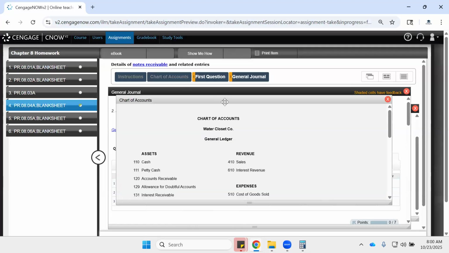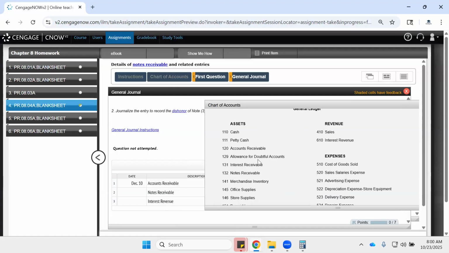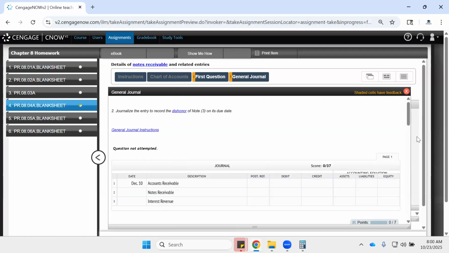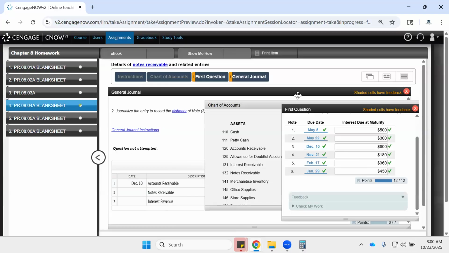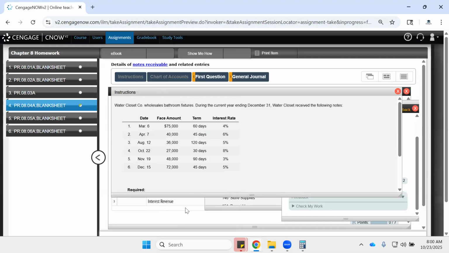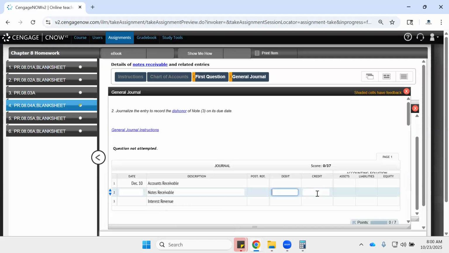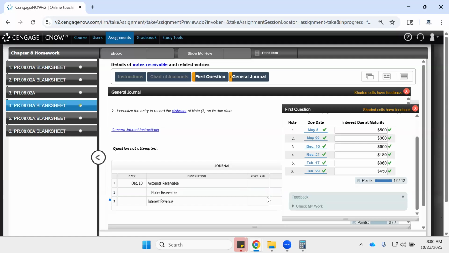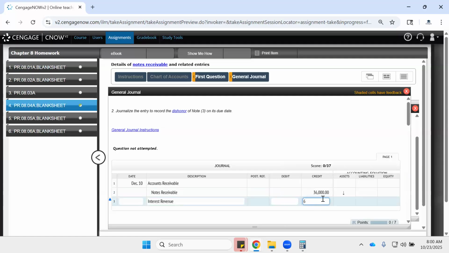And let's just make sure we got these accounts in our chart of accounts here. So we got accounts receivable, interest receivable, notes receivable. Perfect. And then the amount of the note initially was $36,000. So we have to credit our notes receivable by that. And then $600 in interest revenue. And then our accounts receivable is going to go up by the notes plus the interest. Let's see here. Perfect. Okay.